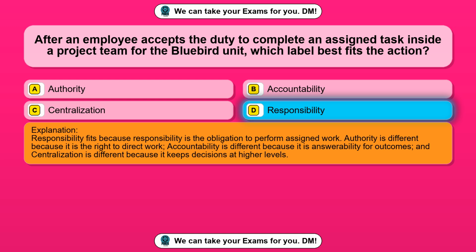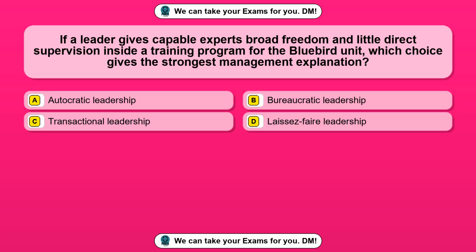Accountability is different because it is answerability for outcomes, and centralization is different because it keeps decisions at higher levels. Question 23. If a leader gives capable experts broad freedom and little direct supervision inside a training program for the Bluebird unit, which choice gives the strongest management explanation?